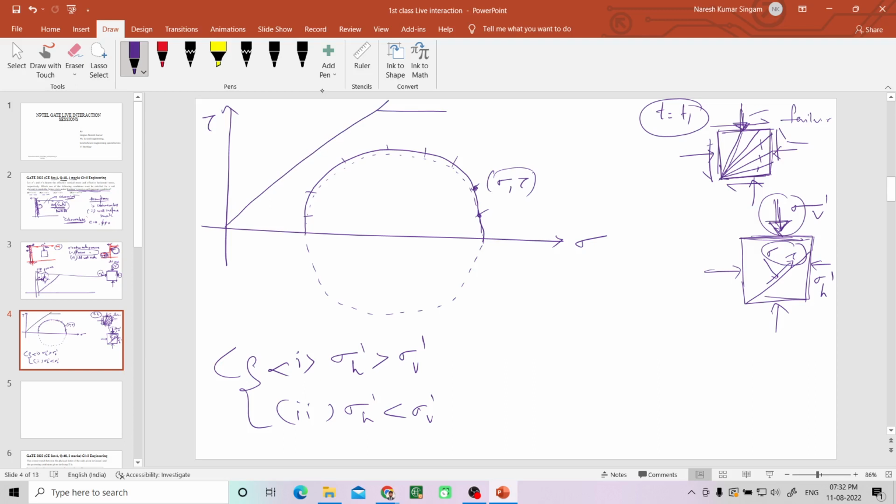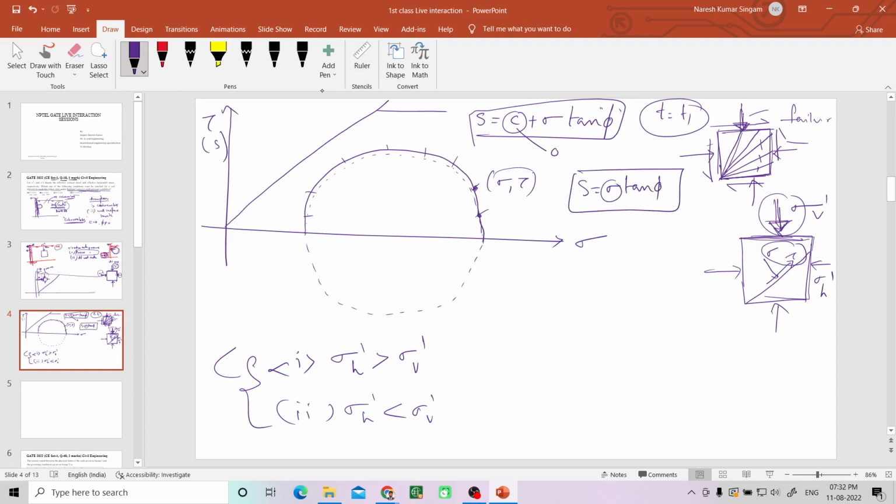This equation is shear strength equal to cohesion plus normal stress into tan friction angle. This is the equation of the line where C is 0, because we are dealing with cohesionless material, because of the Rankine's theory. So because of that, S equal to sigma tan phi. S is nothing but tau, shear stress and shear strength both are on the y axis.